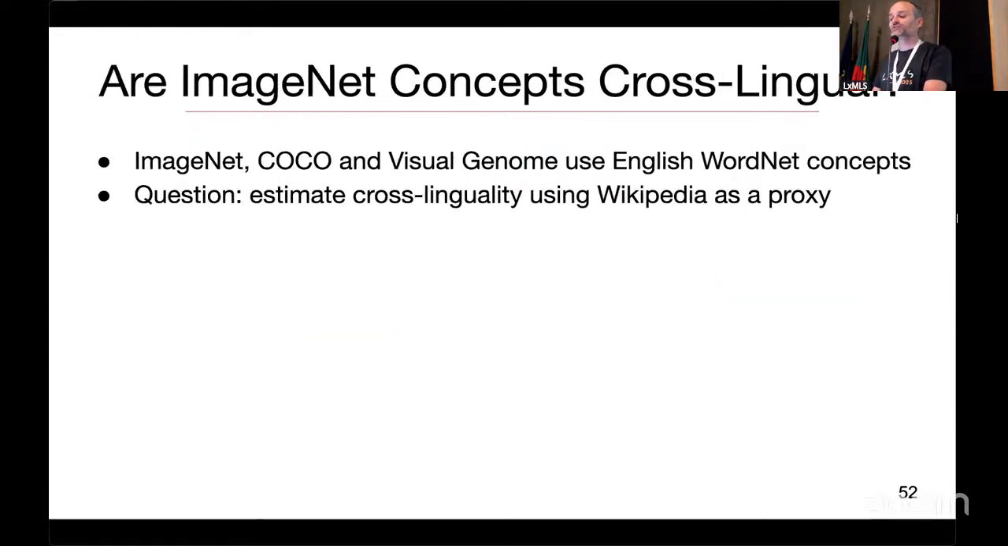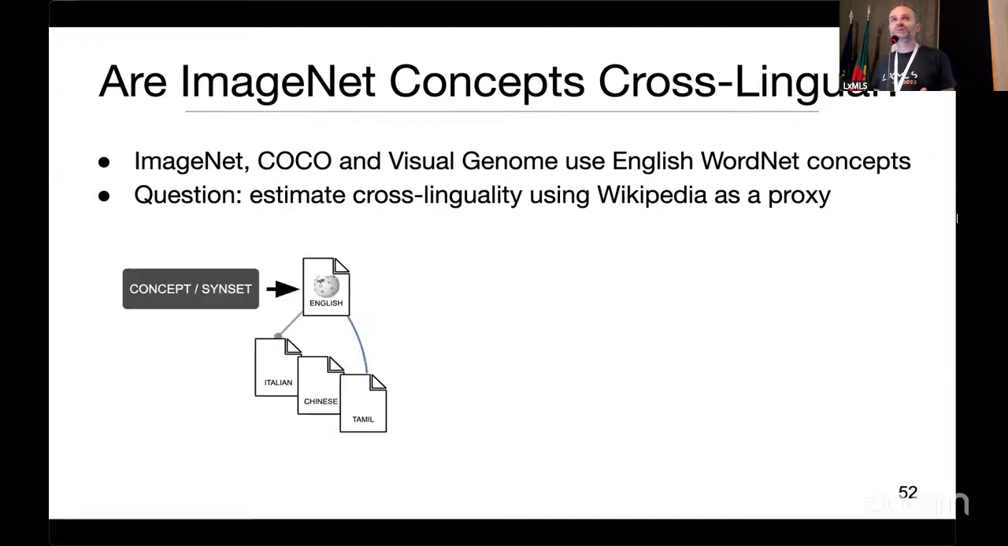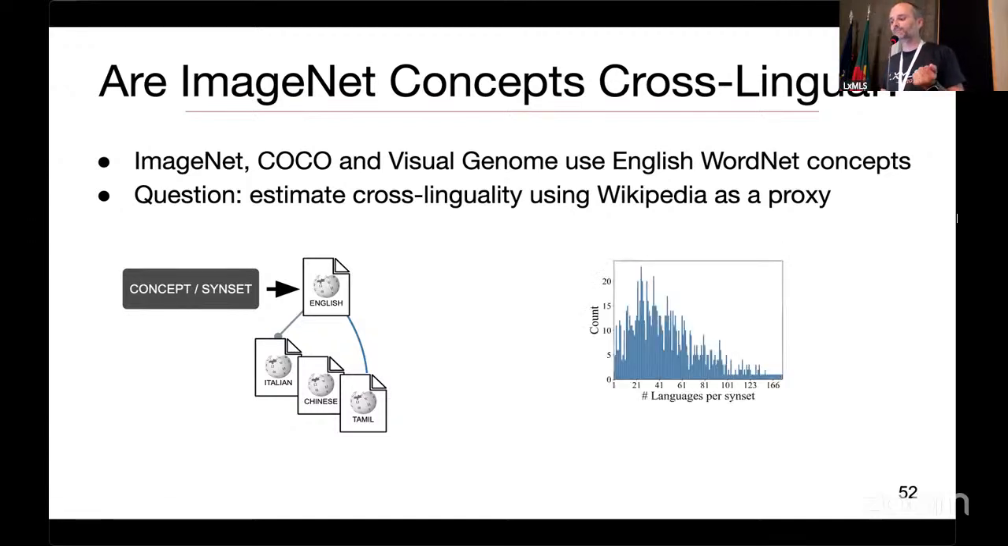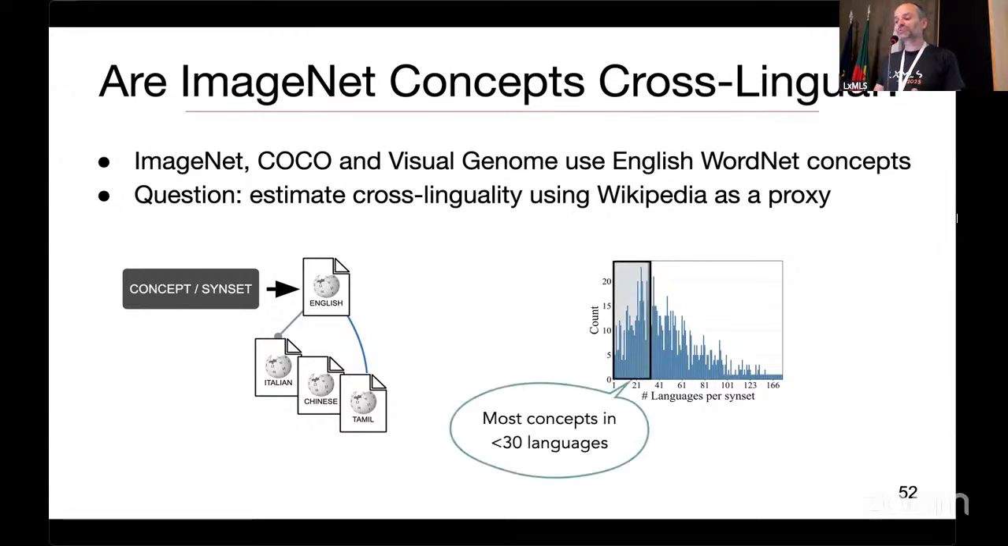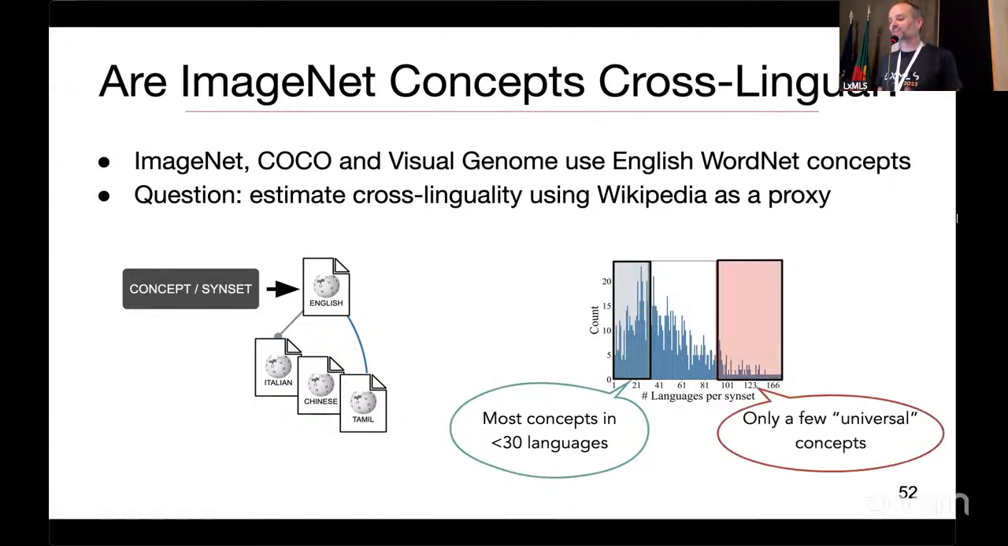If we actually take ImageNet or COCO or Visual Genome as our data set to understand how cross-cultural or cross-lingual they are, we can use Wikipedia to estimate this by taking a synset from ImageNet and looking up, does it have a page in English, and then finding links into other languages on Wikipedia. And if we do this over all of the 1,000 classes, then we can find that most concepts appear in 30 or fewer languages. So they're not very well distributed. And there are very few universal concepts. So here you have things like person or bed or dog or food.